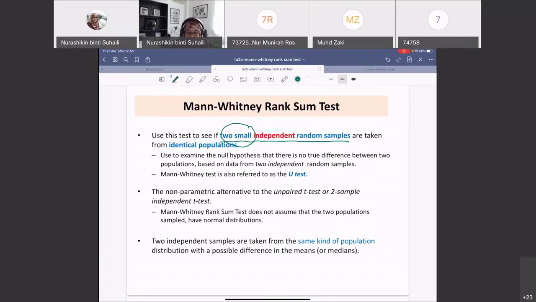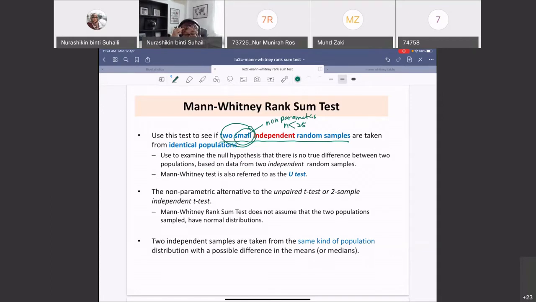Okay. Right, independent samples. This test is used to analyze 2 small independent random samples, whether they are from identical populations. Okay, so now you see the word small over here. So that's why it is non-parametric, as I said just now, when the size is less than 25. When it is more than 25, you cannot use non-parametric tests. You have to move to parametric tests, which we'll cover in LU3.